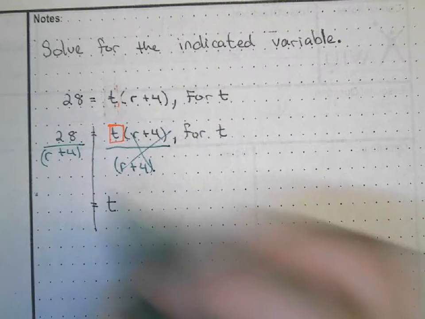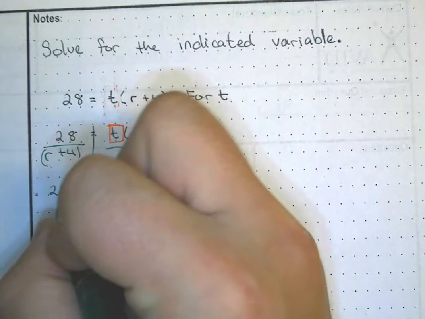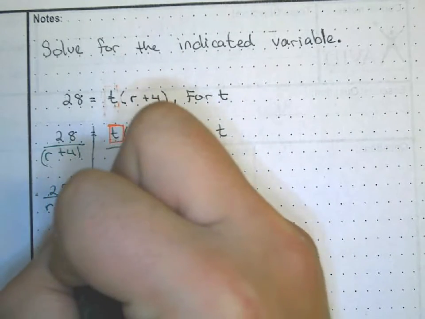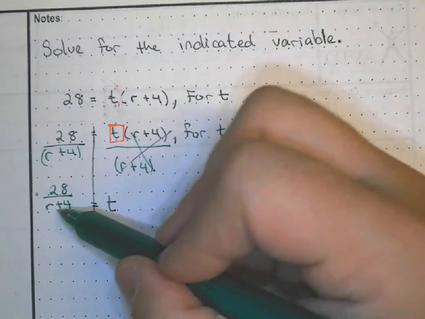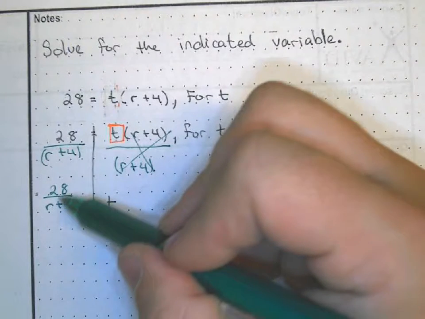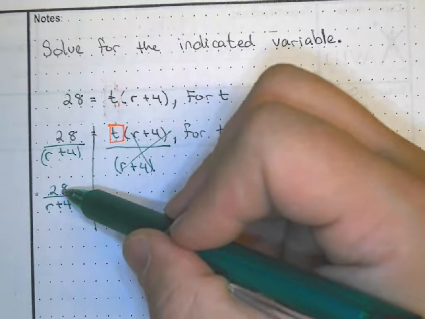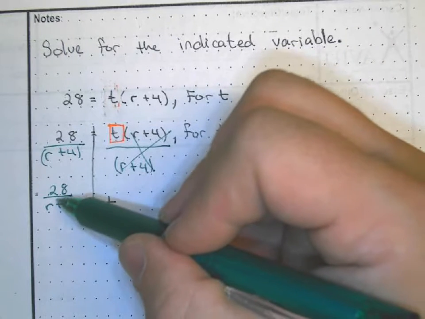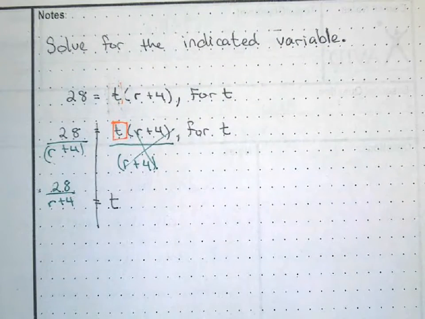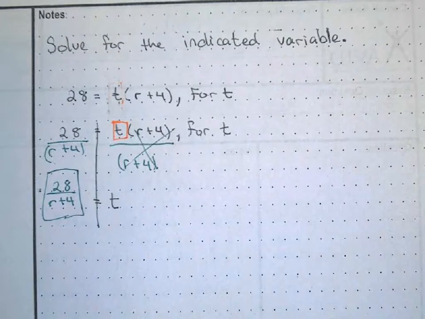And then I just copy down what happened over here. I can't simplify any of this, so I have 28 over r plus 4. Do not simplify the 28 and the 4. This addition is kind of what's slowing us down. This is division, and you're kind of breaking a rule when you simplify division without taking care of the addition. So do not simplify that. This is our final answer. T equals 28 over r plus 4.